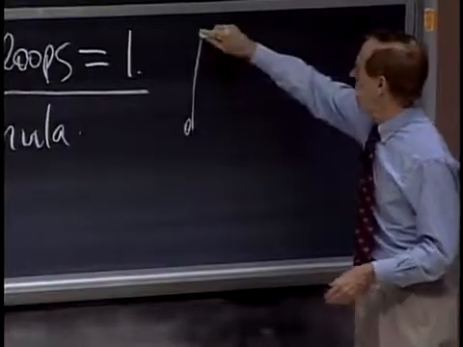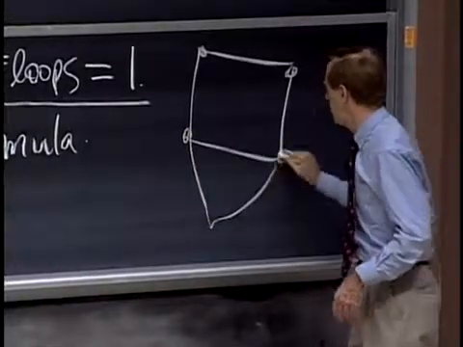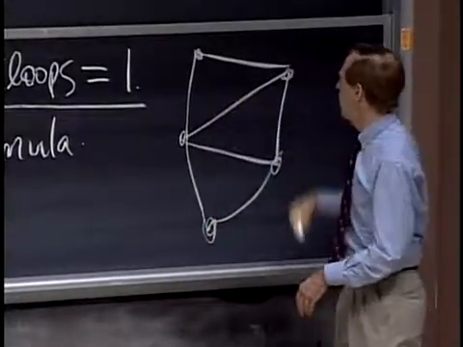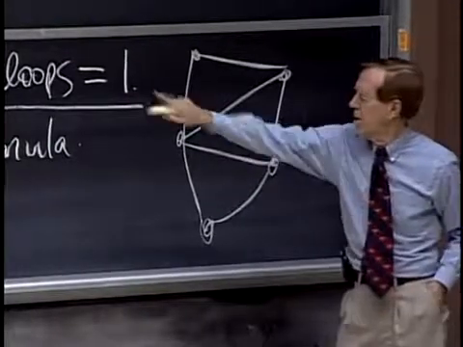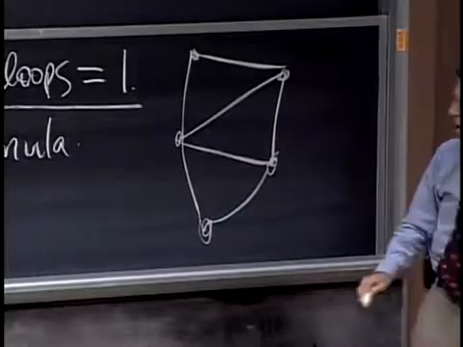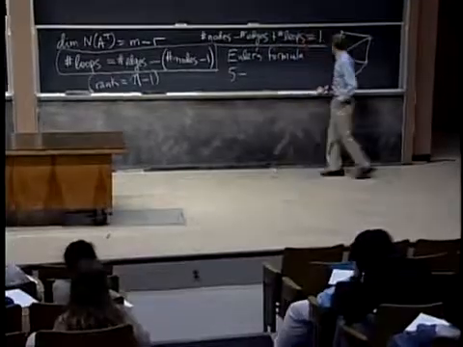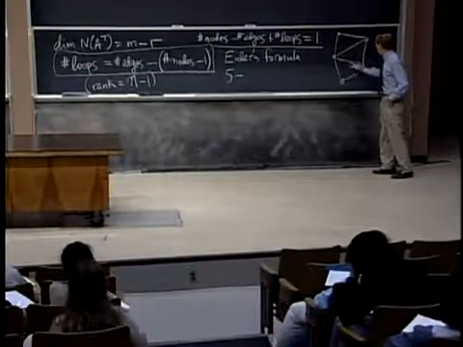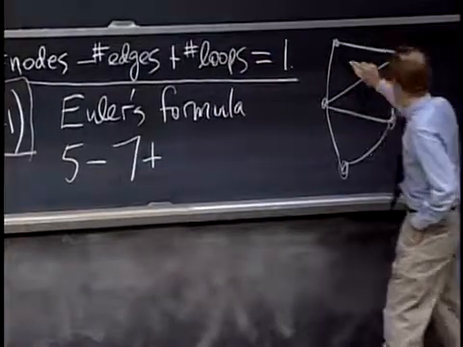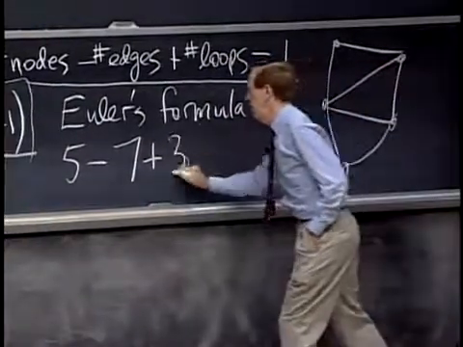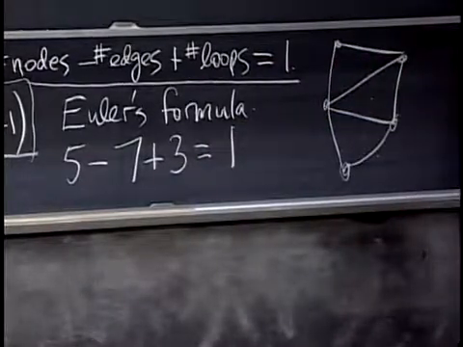Let me draw another graph. Let me draw a graph with more edges and loops. Let me put in lots of, okay. I just drew a graph there. So what are the quantities in that formula? How many nodes have I got? Looks like 5. How many edges have I got? 1, 2, 3, 4, 5, 6, 7. How many loops have I got? 1, 2, 3. And Euler's right. I always get 1.